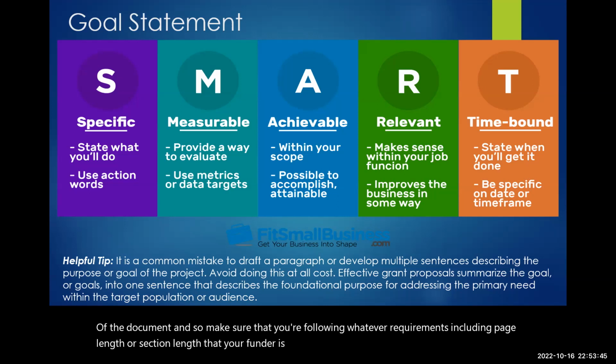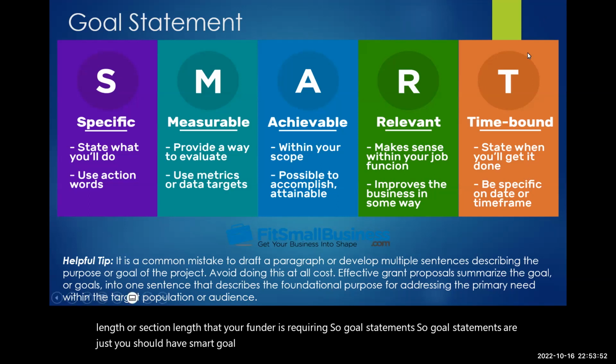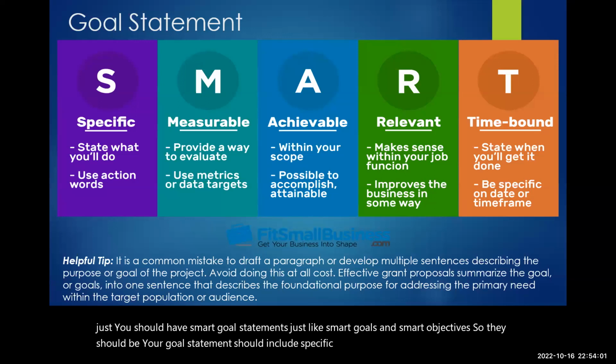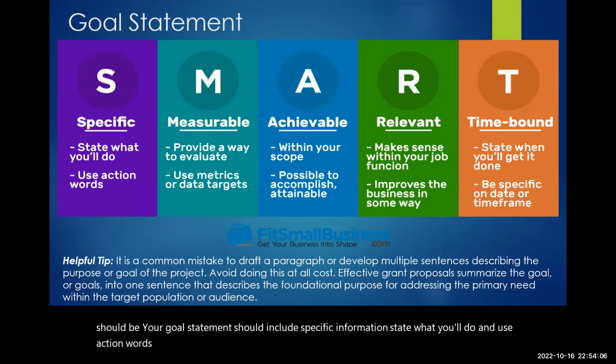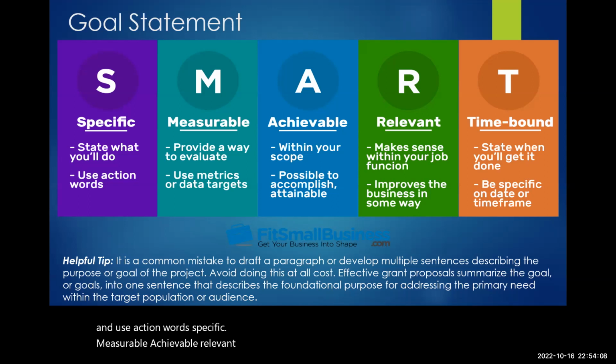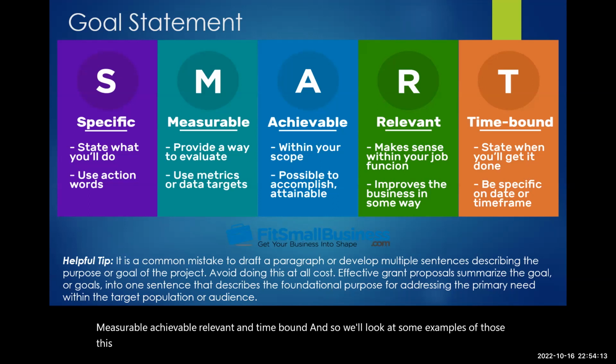So goal statements. You should have SMART goal statements, just like SMART goals and SMART objectives. Your goal statement should include specific information, state what you'll do, and use action words: specific, measurable, achievable, relevant, and time bound. And we'll look at some examples of those. This particular graphic came from fitsmallbusiness.com. You can see it right there.